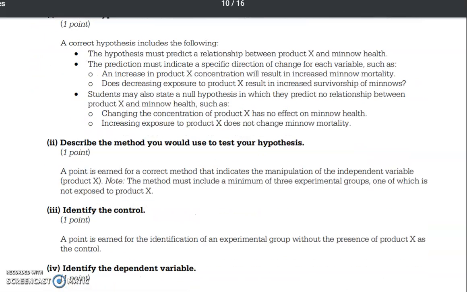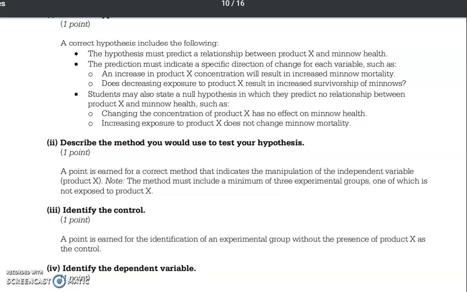So describe the method you would use to test your hypothesis. So this is 1 point. A point is earned for a correct method that indicates the manipulation of the independent variable, product X. So how did you manipulate it? Did you increase it? Did you decrease it? And this is important because this is in both the experimental design questions, and I've not seen this anywhere else.